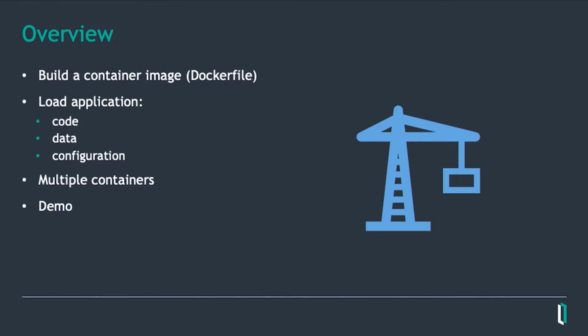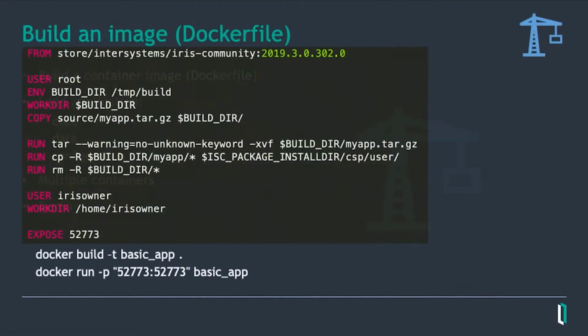So this is what we're going to talk about. First, we're going to start talking about how you can go about building a container image containing your application and InterSystems IRIS using this thing called a Docker file. Then we're going to talk about some of the details of how you can actually get your data into the container and your application and get it all built. And then we're going to talk briefly about how you can coordinate multiple containers if that's something your application is composed of. And then we'll do a quick demo pulling everything together. So let's jump right in.